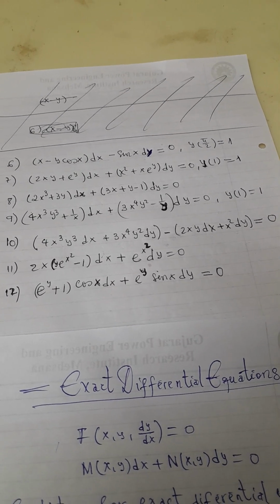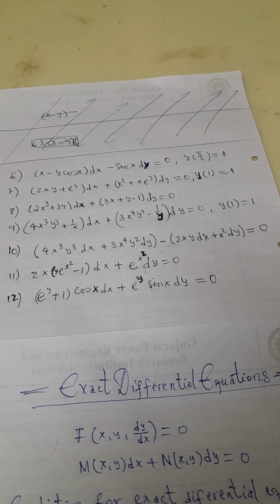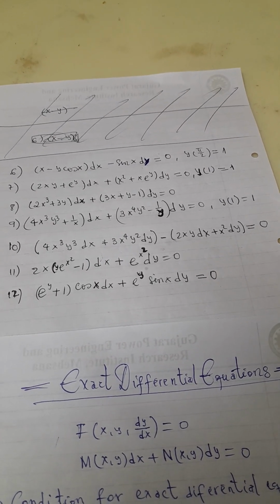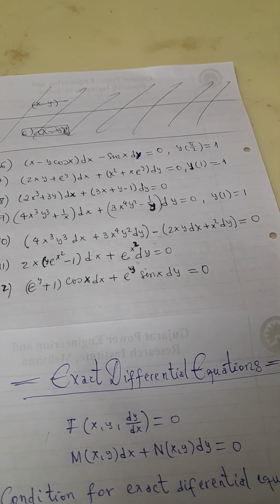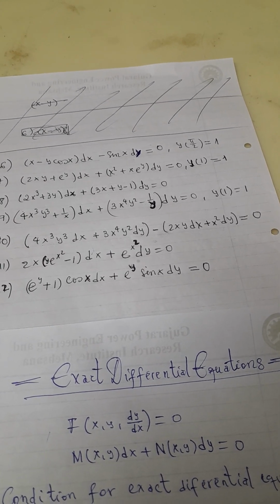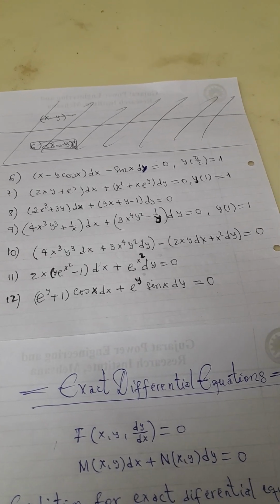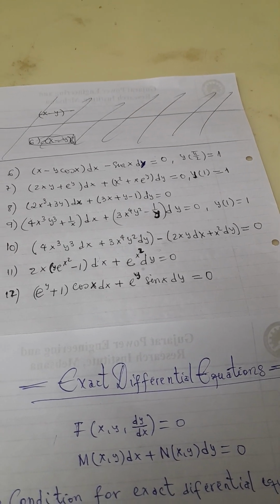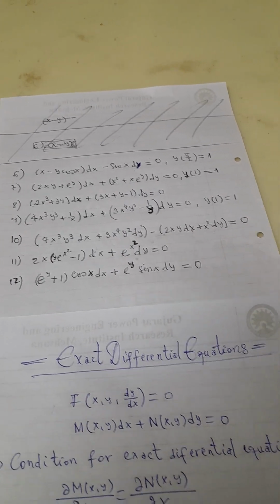This is dx. I'm solving the 10th exercise: 4x cubed y cubed plus 3x raised to 4 y square dy, in brackets, minus 2xy dx, then plus x square dy equal to 0. Is that okay? Now what do we have to do?